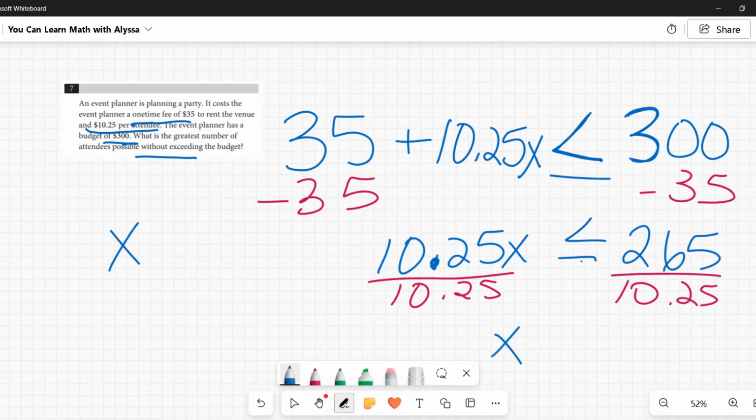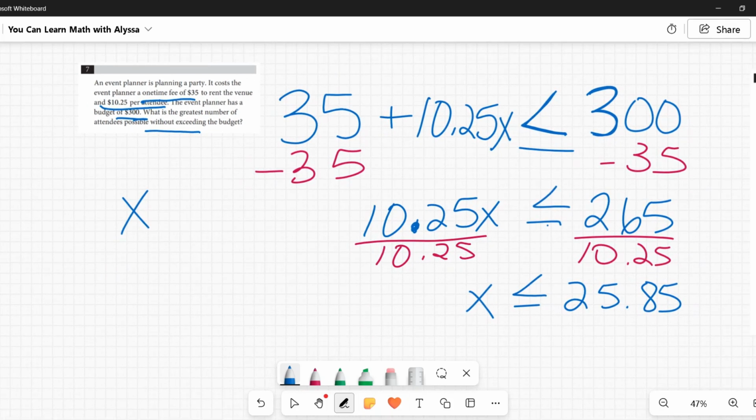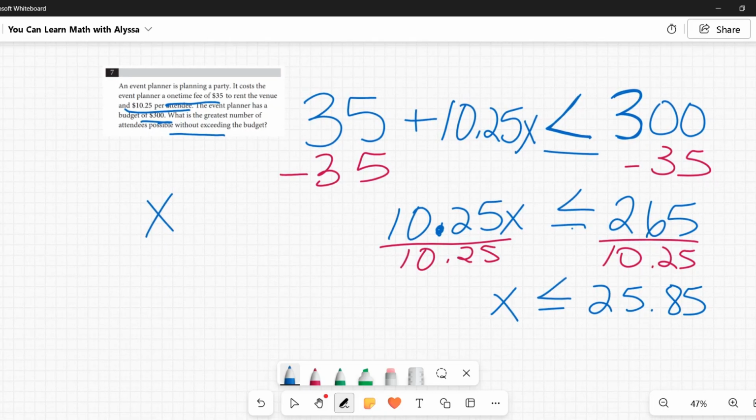And looking at my calculator, it says that x is less than or equal to 25.85. Right. Is that my answer? It's what the math says, 25.85. Would I get it right if I put that in? Nope, I would not. Because the question is not what is the answer to the equation. The question is what is the greatest number of attendees possible without exceeding the budget.